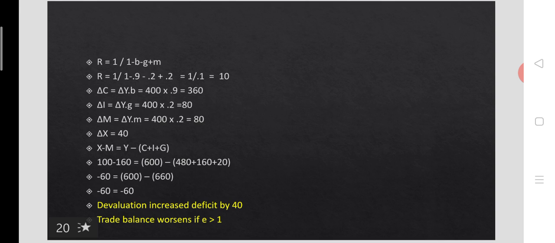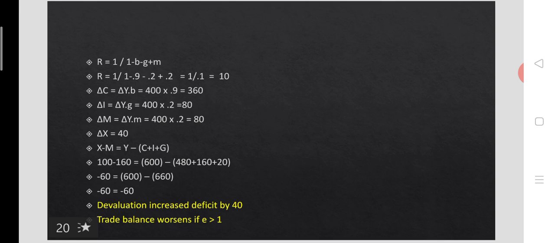Here the trade balance in the original case was minus 20. Then the trade balance has further deteriorated by 40 million US dollar. Now it is minus 60. That means a $60 million deficit is there, increased by the deficit of 40 million US dollar. Then Y minus 60 on both sides.